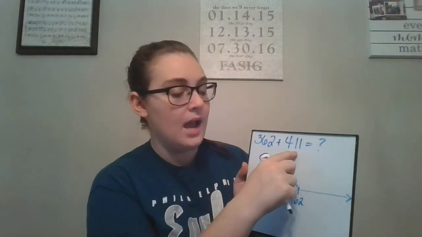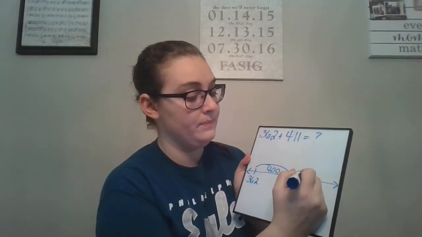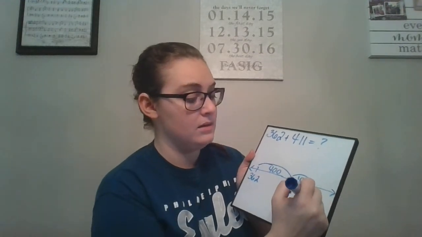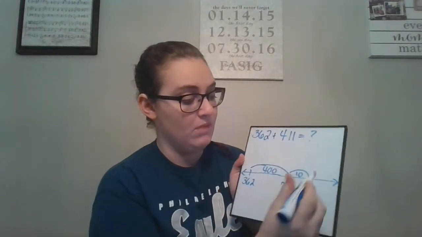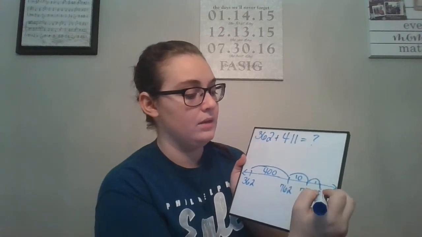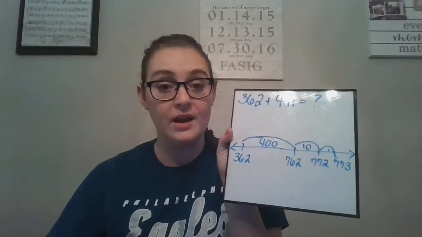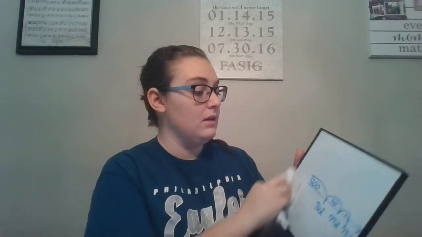Now I'm not done. I need to jump 11 more. I'm going to split that up by going 10. So 762 plus 10 is 772. And then I still have to go my 1, which is 773. So that is how you can use a number line to help you. Let's do one more problem together, and then I will post a couple of problems for you on Google Classroom as well.